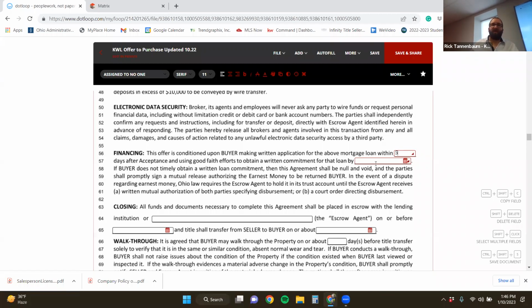So at that point, if something happens after that period that you don't get financing, you could potentially lose your earnest money, but you've got 21 days to work with your lender to get them all the documents that they need to get conditional approval from that lender. Does that make sense?